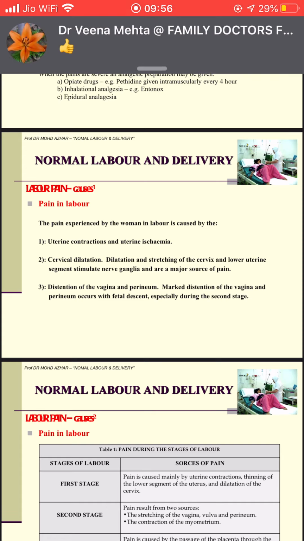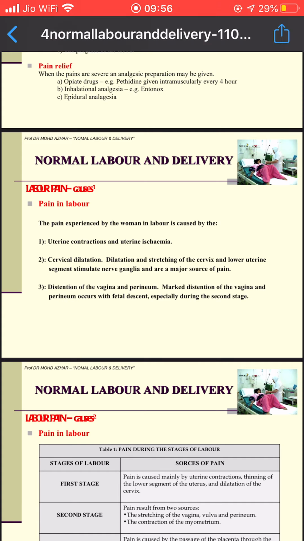So usually the labor analgesia is started when she sets into active labor, and when she's around 7 to 8 centimeters, you taper down the medicine, because you need the pain stimulus to encourage the patient to bear down. And as you will come to know later, patients who are given epidural analgesia usually require instrumental deliveries.